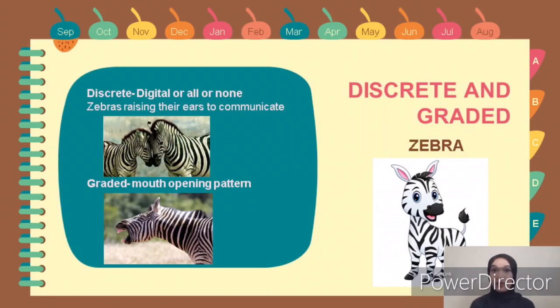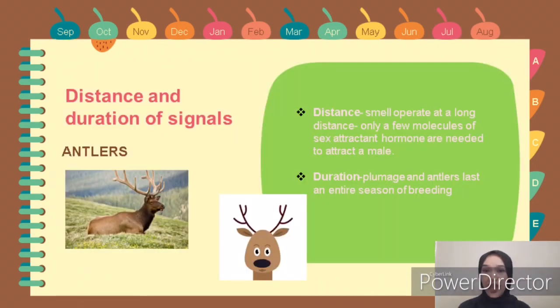First one is the zebra, which is under discrete and graded. The way zebras raise their ears is actually to communicate hostile and friendly behavior. Also, when it opens its mouth, it varies in intensity according to strength. Next animal is the antler, which is under distance and duration. Under these characteristics, an animal can smell at a long distance and for a certain duration. For example, an antler scent can last for an entire breeding season.